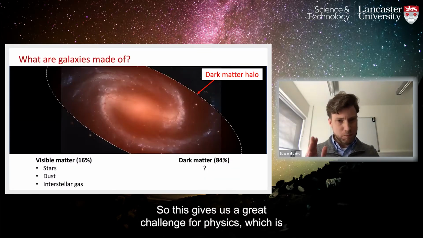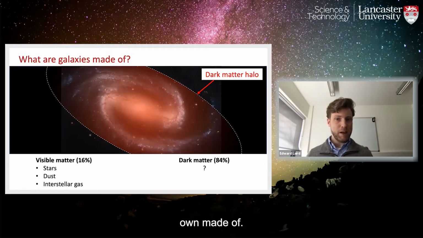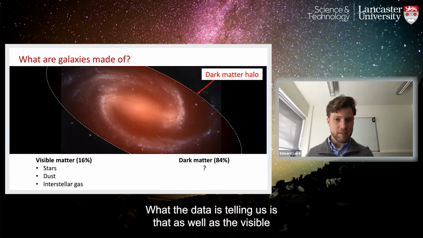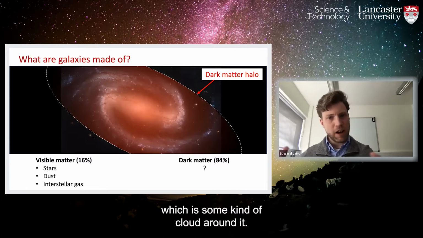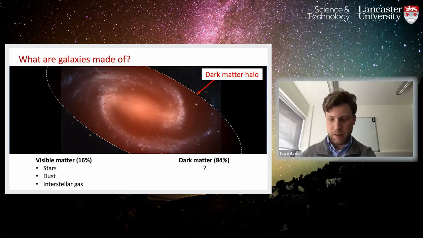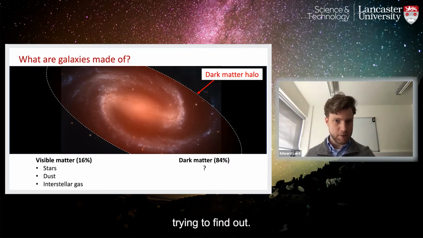This gives us a great challenge for physics, which is to work out what every galaxy, including our own, is made of. What the data is telling us is that as well as the visible part of each galaxy, there is an invisible part, a halo, which is some kind of cloud around it. And the composition of that halo is something that we're trying to find out.